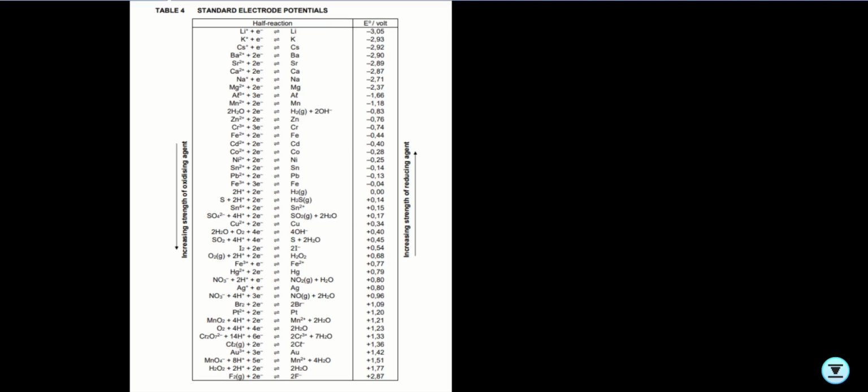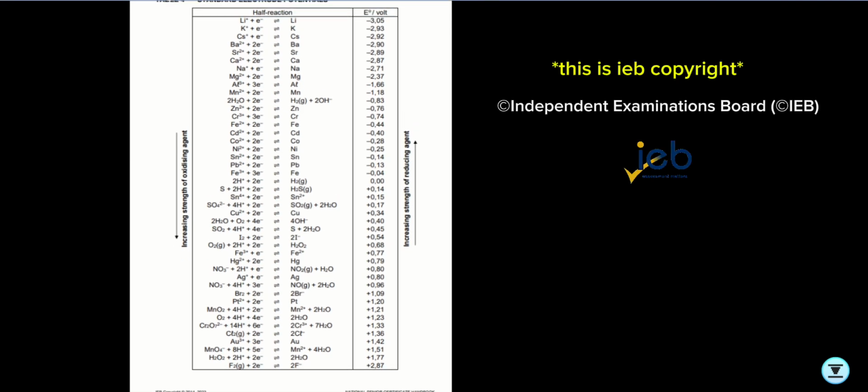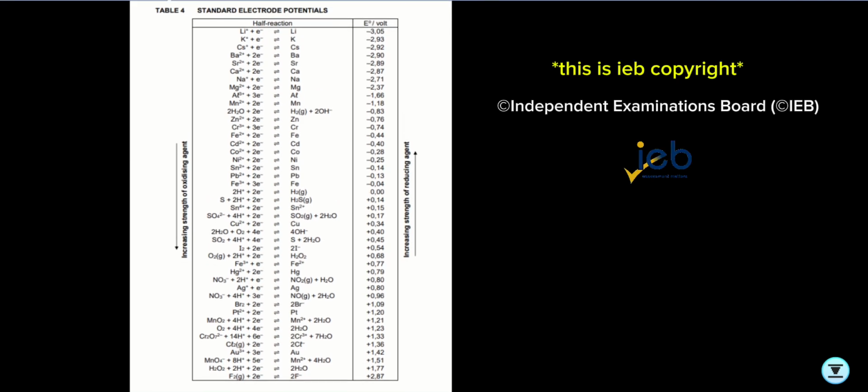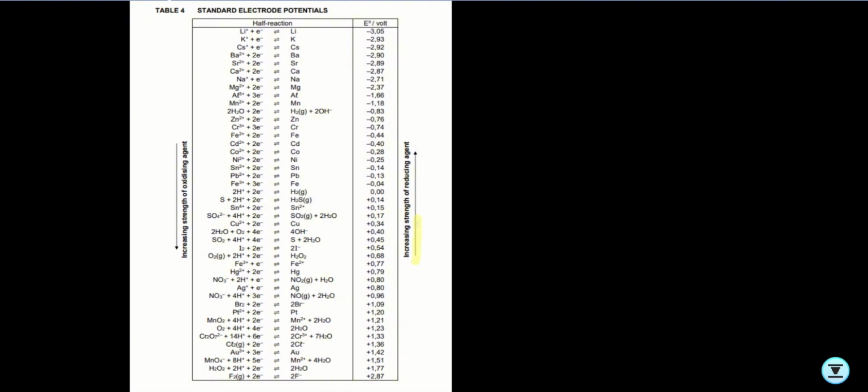Now, this table is brought to you by the IEB. Credits to them because it's a really lovely table to look at. Now, let's understand how the table works. As you go up, we have an increasing strength in the reducing agent, and as you go down, we have an increasing strength in the oxidizing agent.